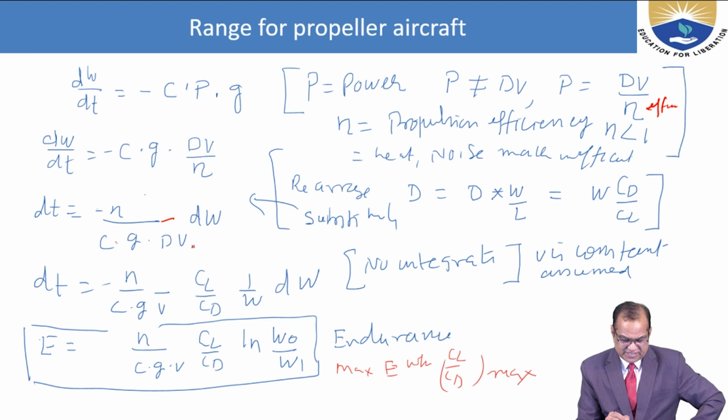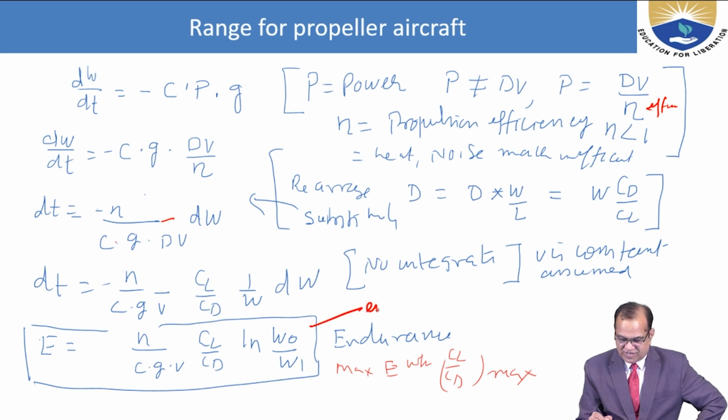Here for this D, we can write the CL by CD. Here we can write 1 by W. This you can see here: D is equal to D into W by L. So W we have taken out. So here it is D by L, so CD by CL. This CD by CL we have put here below, and this has become CL by CD by W. So here 1 by W into dW. So here endurance is equal to eta by C into g into V, CL by CD, ln W naught by W1.